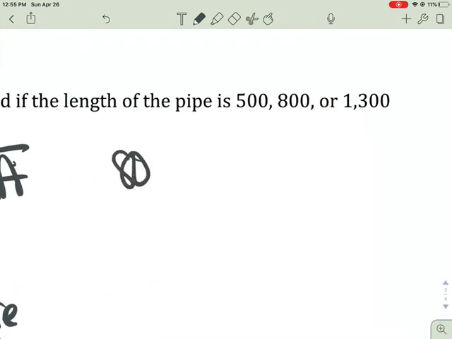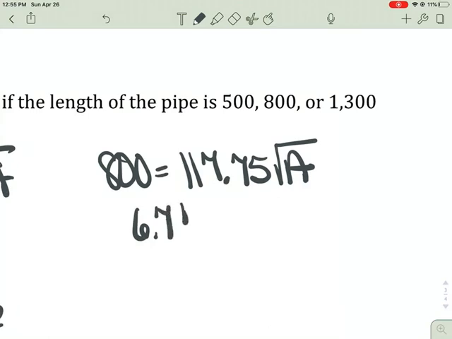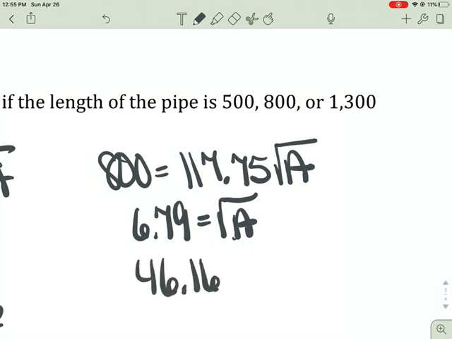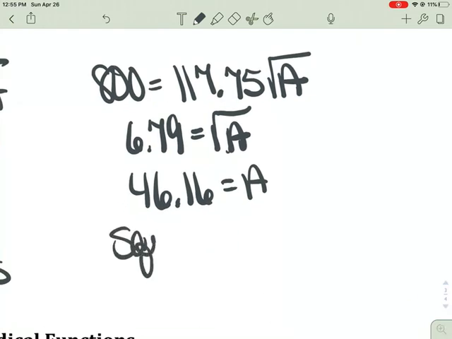Okay, so we're going to do the same thing with 800. I get 6.79. Square both sides so that you can get A by itself. So I got 46 point, let's round to 2 decimal places. And again, that's in square yards.